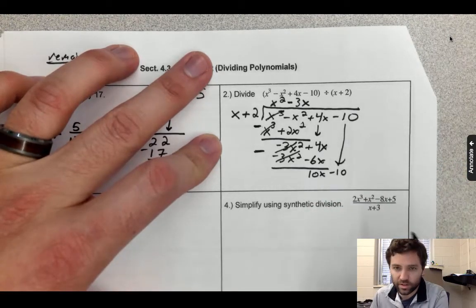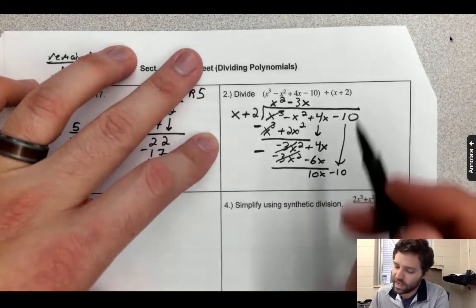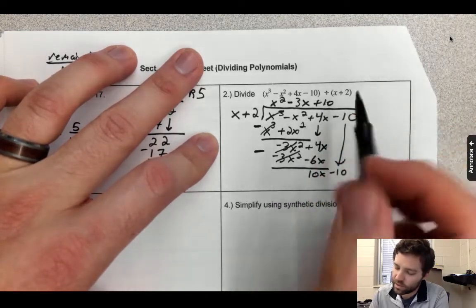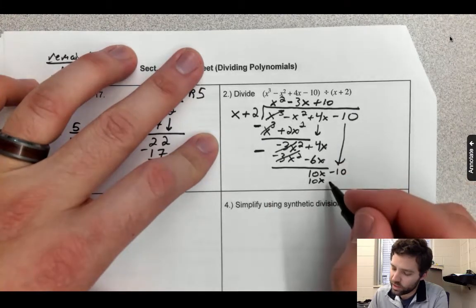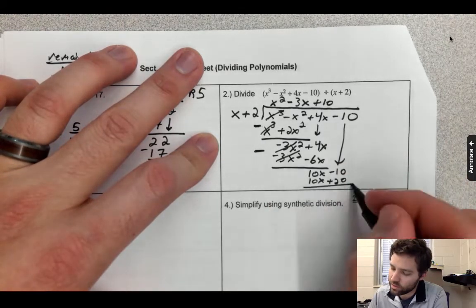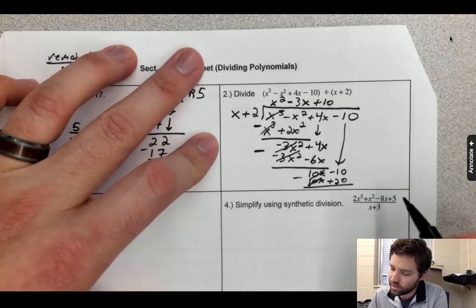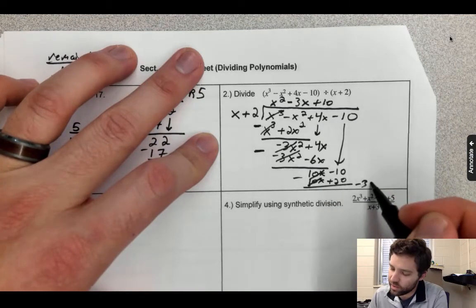Sorry, I did not leave a lot of space here. What do I multiply x by to give me 10x? Well, that's going to be 10. 10 times x is 10x. 10 times 2 is 20, so plus 20. Subtract. These go away. Negative 10 minus 20 is negative 30. So my remainder is negative 30.